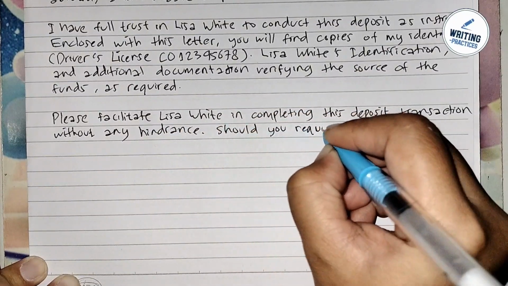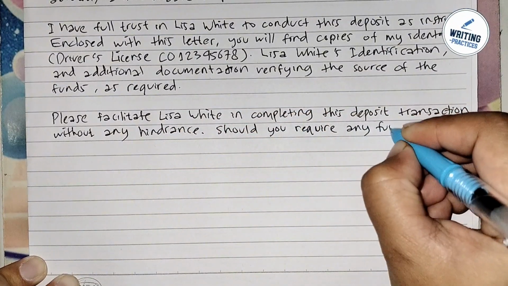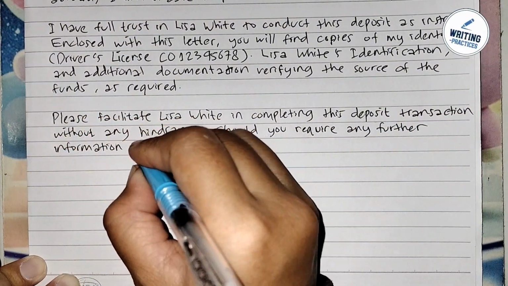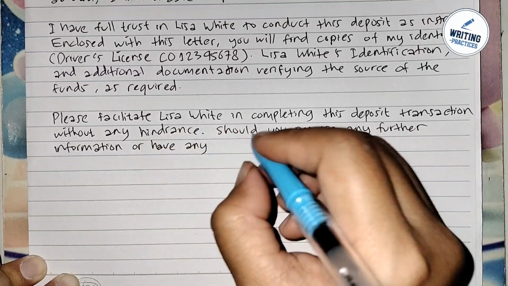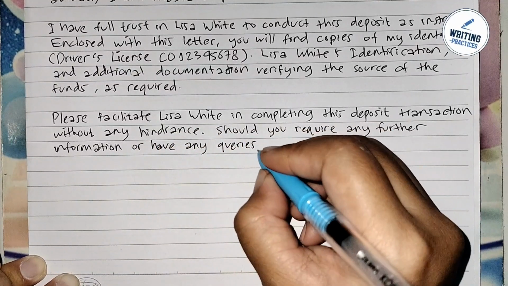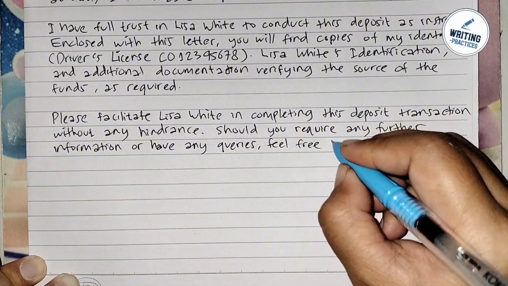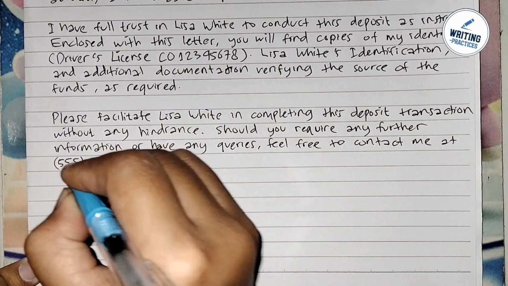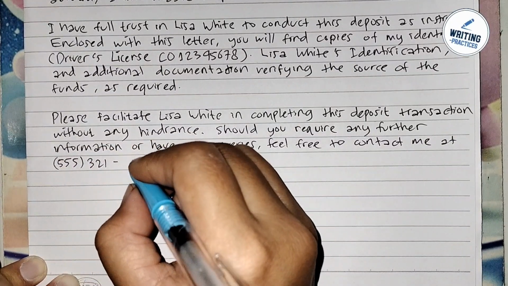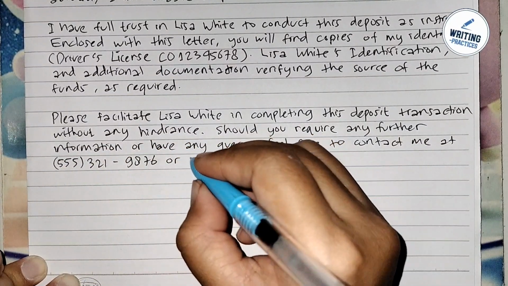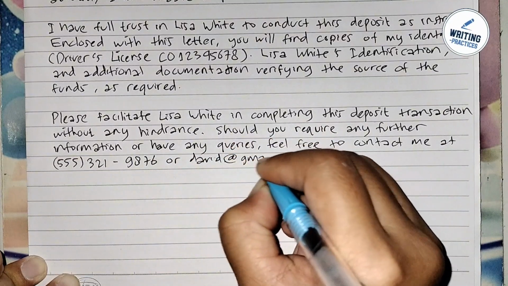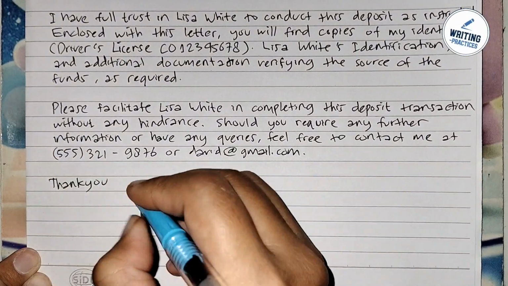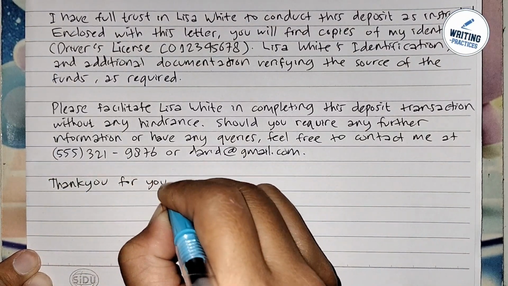Not only that, you need to also give a contact offer. Yes, provide your contact information for any queries or further information. This is for the sake of facilitating open communication. Here, you can mention your phone number or email address. Here is the example. Should you require any further information, or have any queries, feel free to contact me directly at 555-321-9876, or david.miller@email.com.